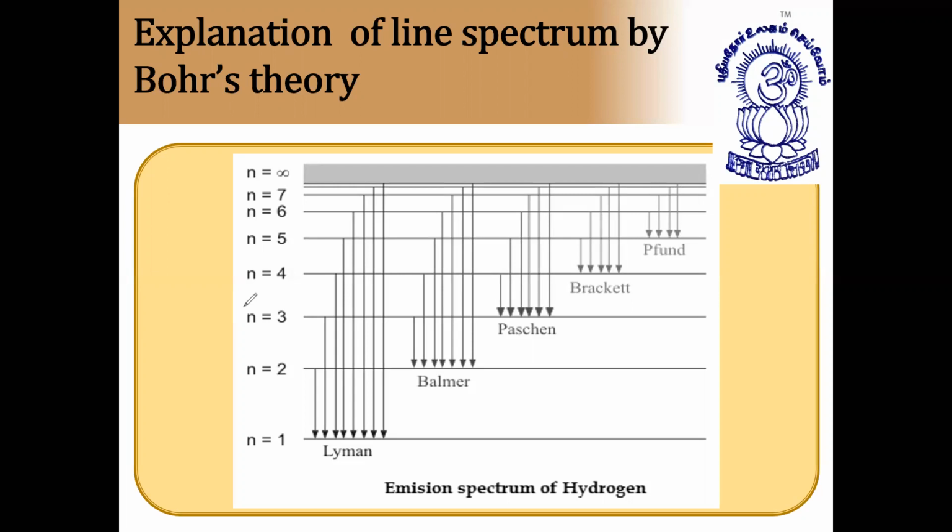Similarly, if the electron jumps from any of the higher energy orbits to n equal to 2, that is 7 to 2, 6 to 2, 5 to 2, 4 to 2, infinity to 2, and 3 to 2, a series of spectral lines is found in the visible region, and these are called the Balmer series, and like that the Paschen, Brackett, and Pfund series. I hope this diagram is clear for you. Next.